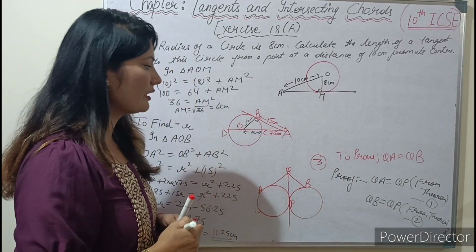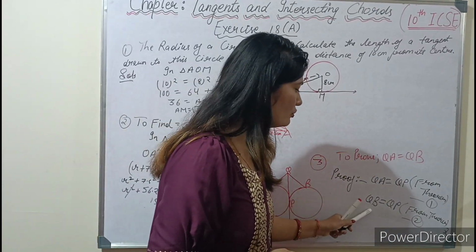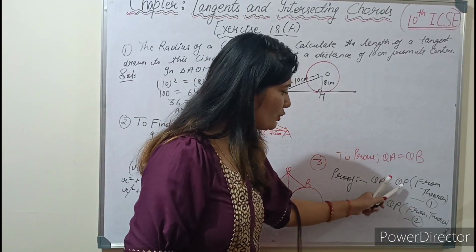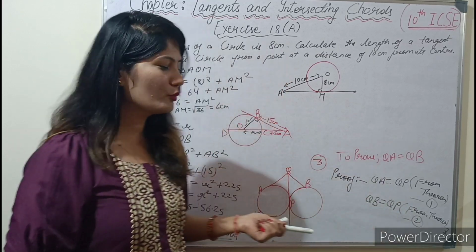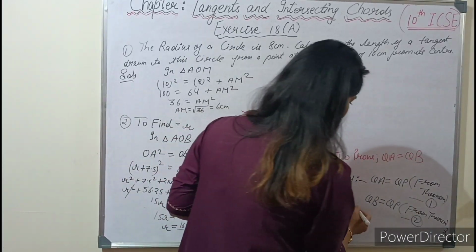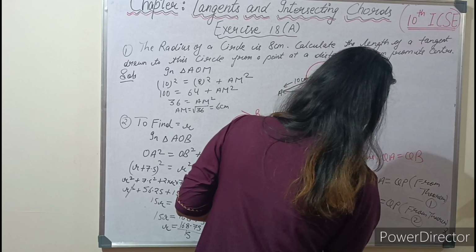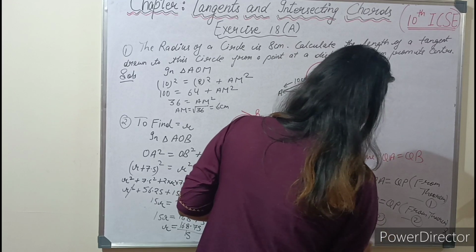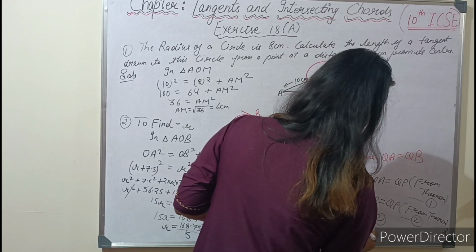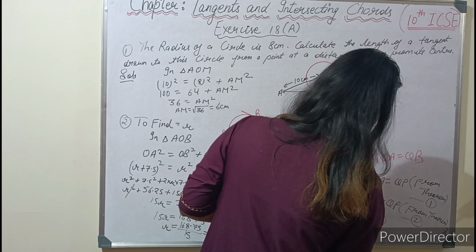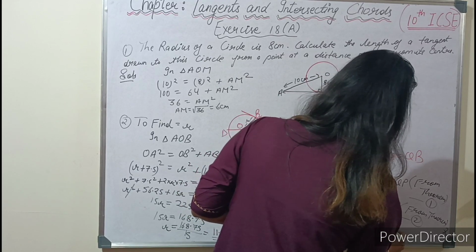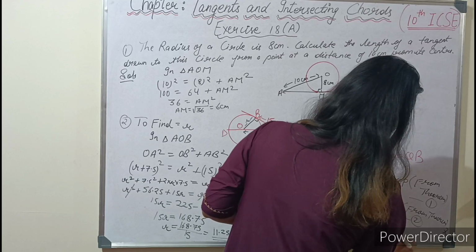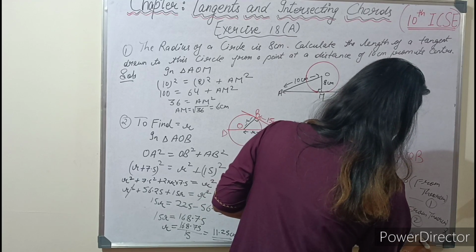Now if you compare equation 1 and equation 2, you will see this right hand side QP and the same QP both are equal. So hence from equation 1 and 2 we got QA is equal to QB. So this is the only thing we have to prove. So hence proved.